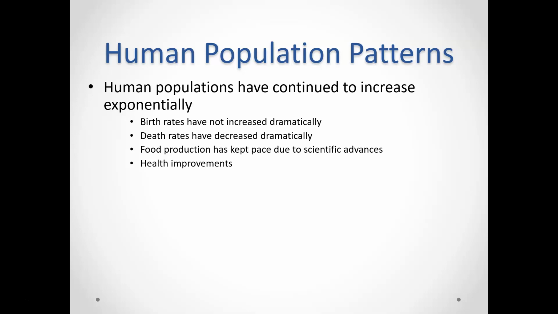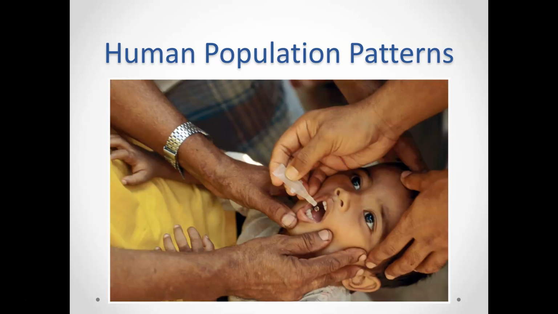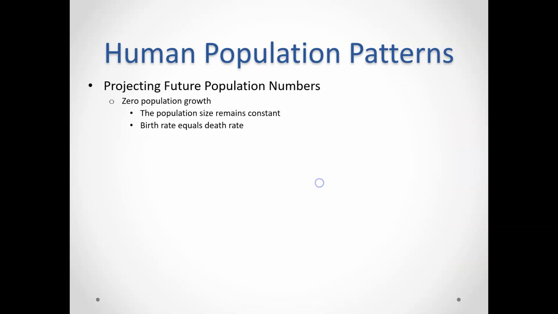We have health improvements. We have things like vaccines, for example, and low infant mortality, and better access to health care for many people, which enables us to live much longer lives. So all of these things have greatly added to our increasing population. It's not that we're having a bunch more kids than we used to. Actually, the opposite is true. We're having fewer children globally than we used to. However, we're not dying the same way that we did before.